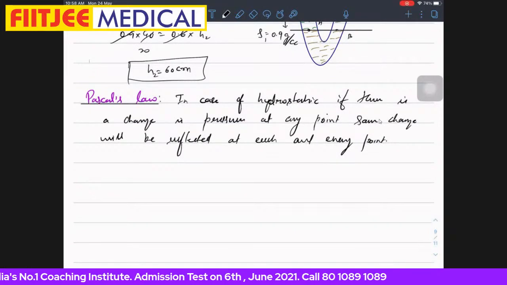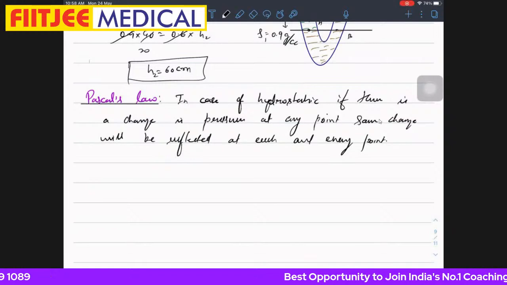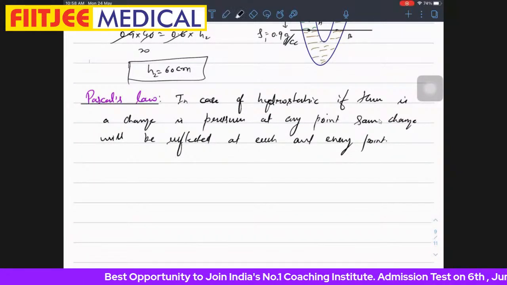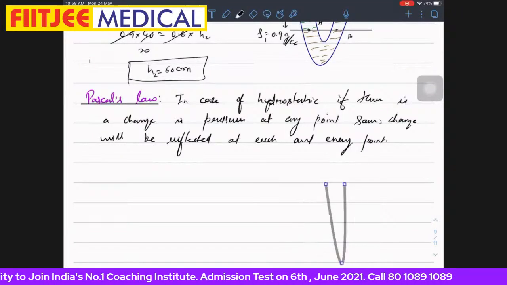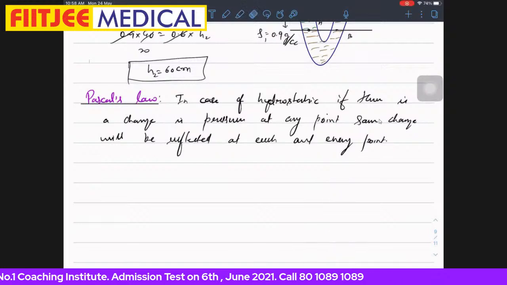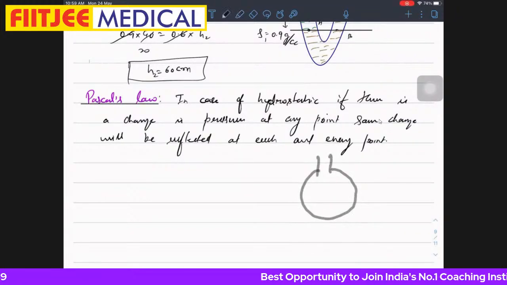So what I said here in Pascal's law, it says that in case of hydrostatics, if there is a change in pressure at any point, the same change will be reflected at each and every point. So let's understand it. Suppose we have a container. In this container, some liquid is there.